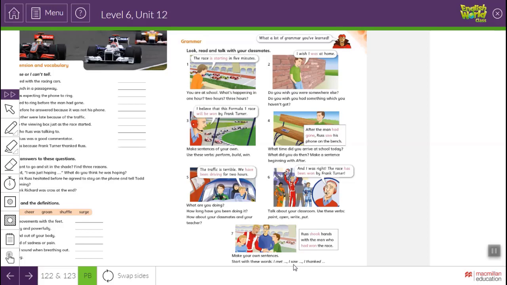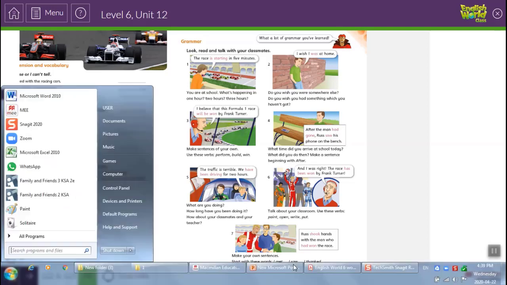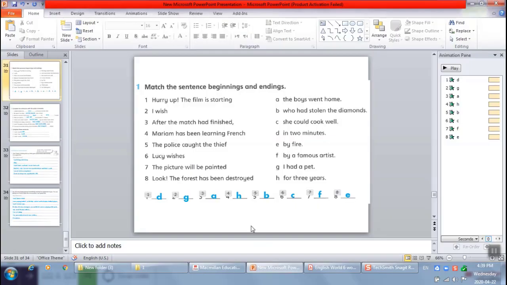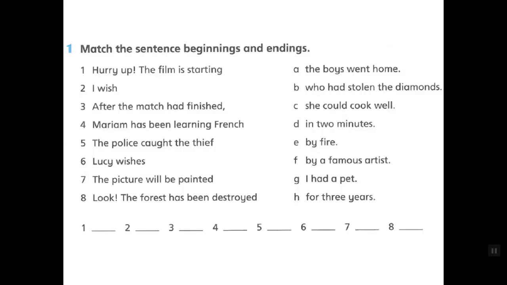Now let's move to the workbook to do the exercise there. So please open your workbook on page 114. Match the sentence beginnings and endings. You have column 1, the beginning of the sentence, and column 2, the end of the sentence. Number 1. Hurry up, the film is starting exactly in 2 minutes. I wish, excellent, I had a pet.